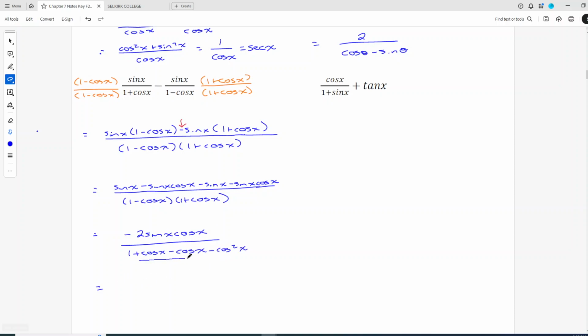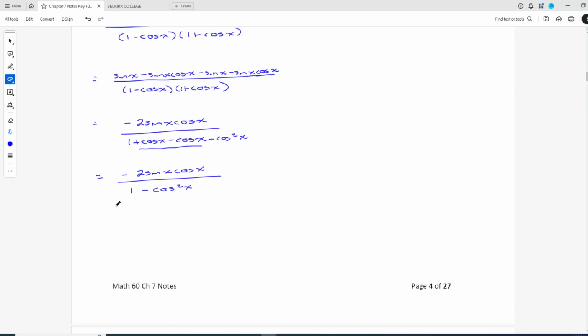So these middle terms will cancel out. I'm left with negative 2 sine x cos x all over 1 minus cos squared x, which I'm going to recognize as a Pythagorean identity.